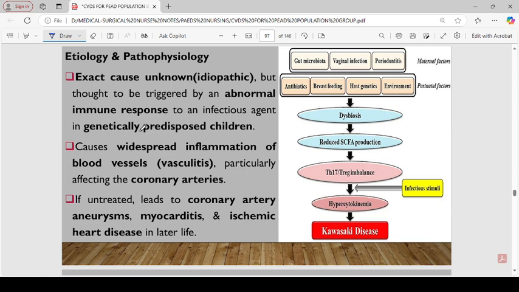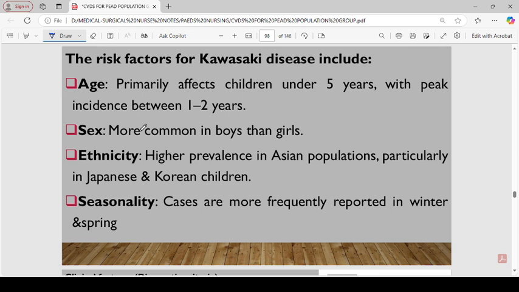The exact cause of this disease is unknown, so it is idiopathic, but it is thought to be triggered by an abnormal immune response to an infectious agent in genetically predisposed children. So it is going to cause widespread inflammation of blood vessels. That is what we're referring to as vasculitis, particularly affecting the coronary arteries. If left untreated, it can lead to coronary artery aneurysm, myocarditis, and ischemic heart disease later in life.